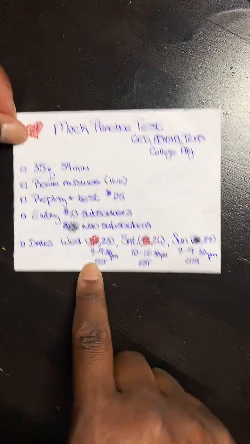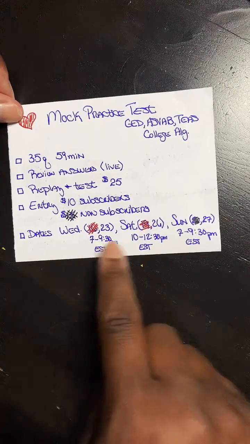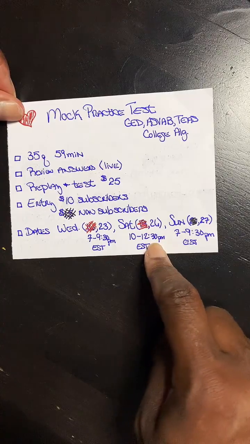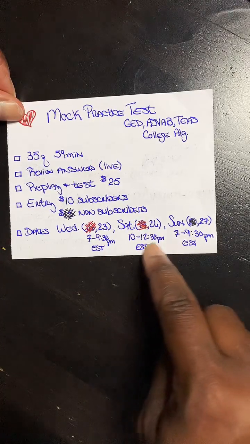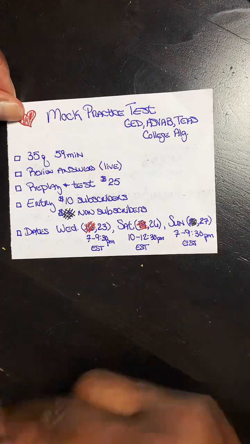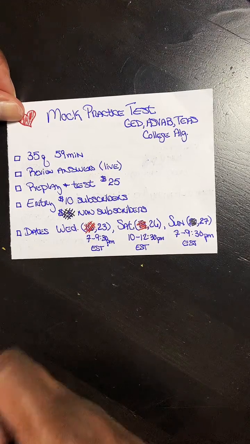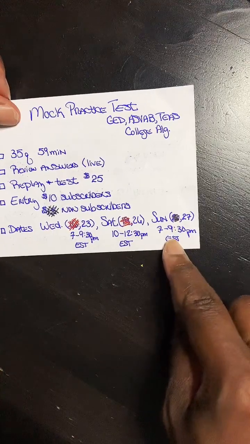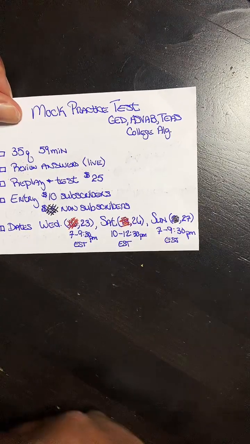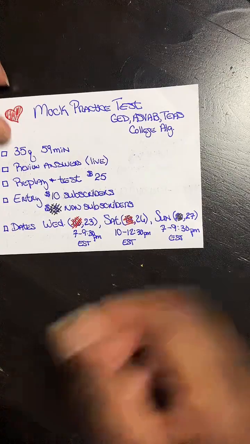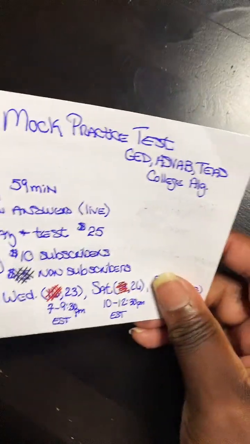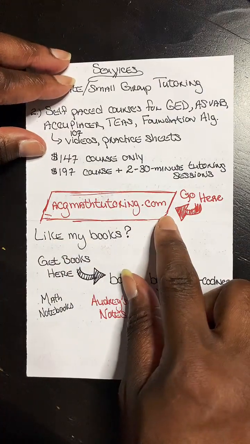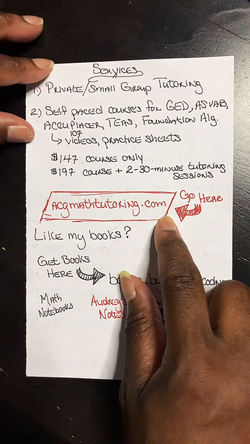All right. So again, this is for the mock practice test. The next one is this Wednesday at 7 p.m. Then I have one on Saturday at 10 a.m. to 12. We don't stay the whole time, I just block off that much time. You want to give yourself 59 minutes, so basically a minute and a half for each problem. And then on Sunday at 7 p.m. All you have to do is go here for more information.